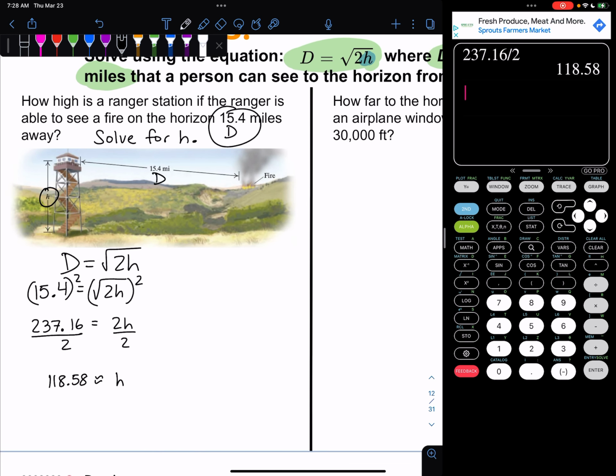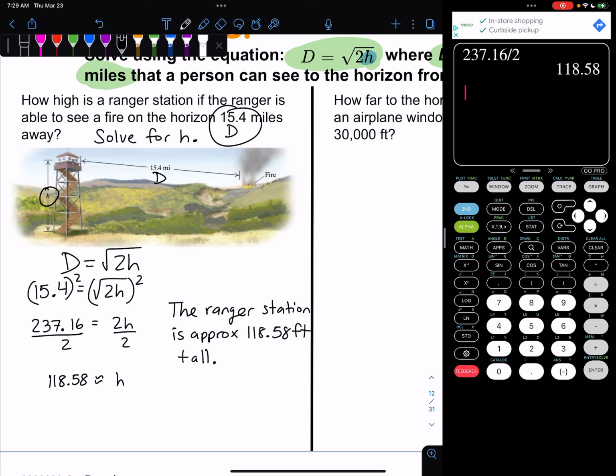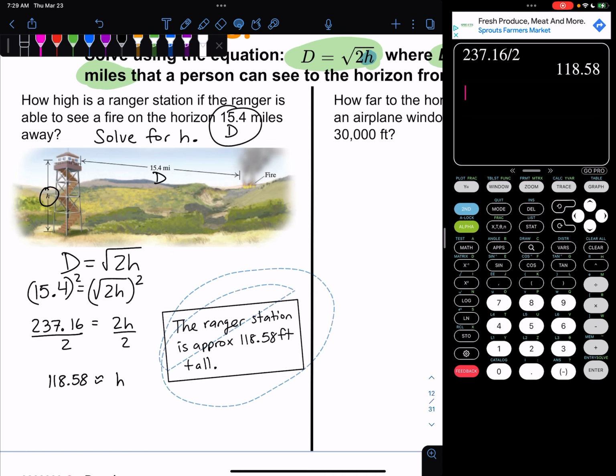How high is the ranger station? We have to answer in a sentence. The ranger station is approximately 118.58 feet tall. There we go. And I'm going to go ahead and shrink my writing here because it barely fits in my box. So there you go.